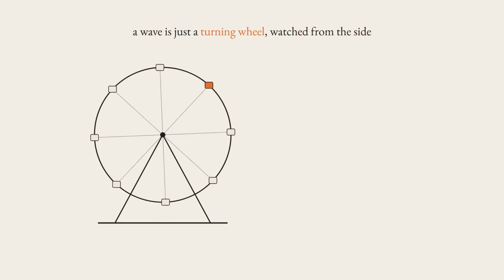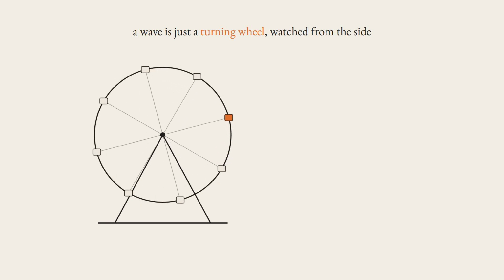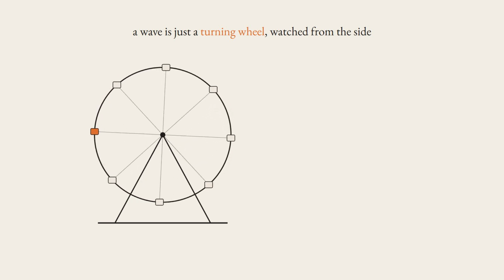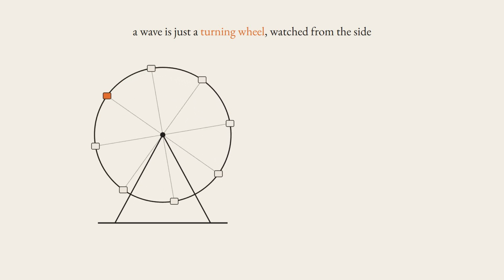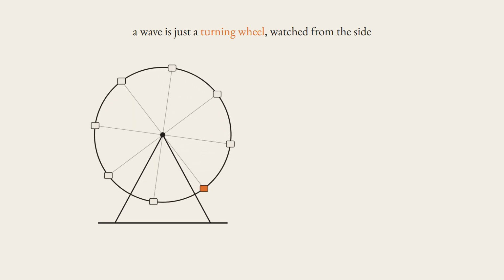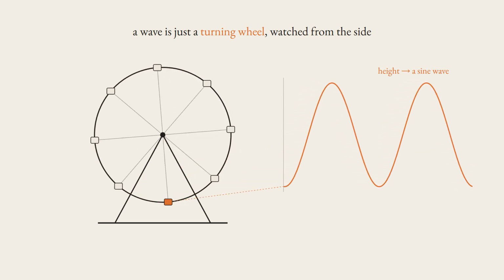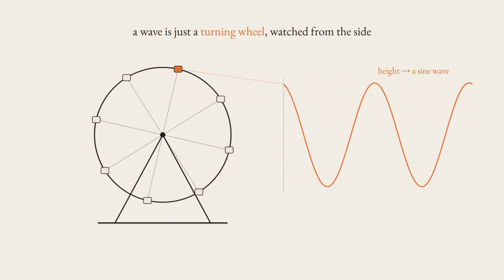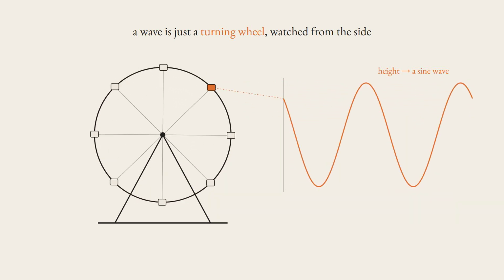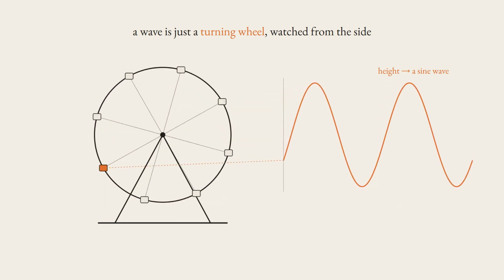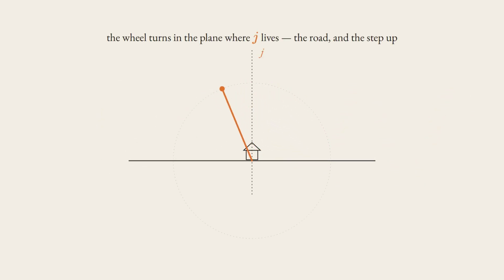Because the world is full of things that turn. Come to a fair and watch a Ferris wheel. Follow just one cabin as it goes around. Its height rises, slows at the top, falls, and climbs again. Plot that height over time and you get a wave. A smooth, perfect sine. But notice something. To say exactly where that cabin is, its height alone is not enough. You need two numbers.